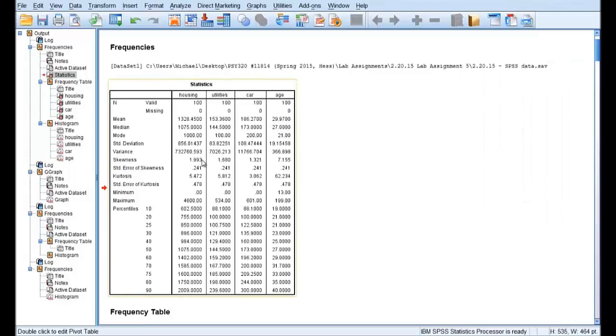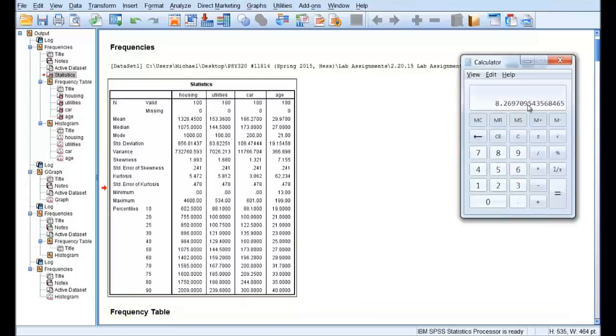So for utilities, we can see that the data is skewed about 1.68 standard deviations. Now that's positive, so it's skewed in a positive direction. But in order to figure out what the overall skewness is, we need to take this number for skewness and divide it by the standard error of skewness. So take 1.68 and divide it by 0.241. And we get an overall skewness for the utilities variable of 6.97. So again, very highly positively skewed.